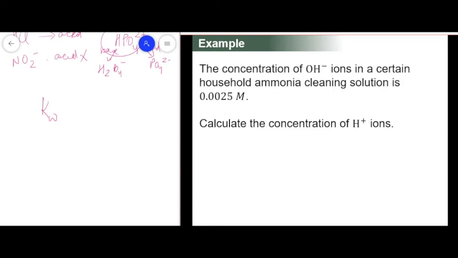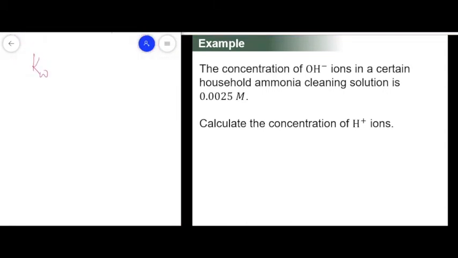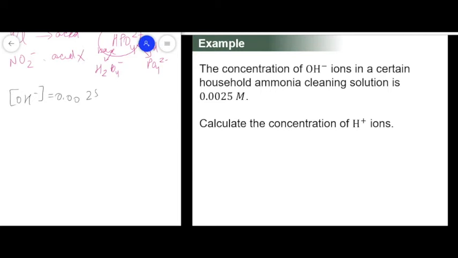So let's try a couple questions now. The concentration of hydroxide ion in a certain household ammonia cleaning solution is 0.0025 molar. Calculate the concentration of proton. So how do we solve this question? Let's first write down what's given to us. The concentration of OH minus is given to us. So we know that OH minus concentration is 0.0025 molar. And the question is asking what is the concentration of proton.